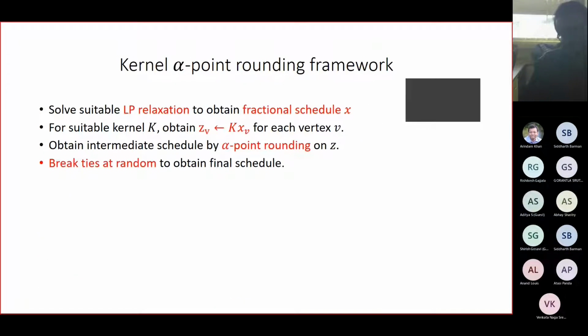So here's a summary of what we just said. We first solve a suitable relaxation to obtain a fractional schedule X, and then we apply the linear transformation on a kernel and get a new solution Z, which may not be a fractional schedule anymore. And then we do alpha point rounding and get an intermediate schedule. And then we break ties at random and get the final schedule.